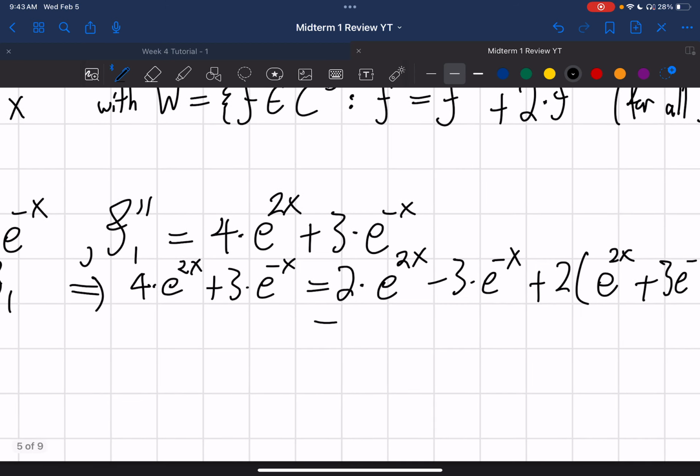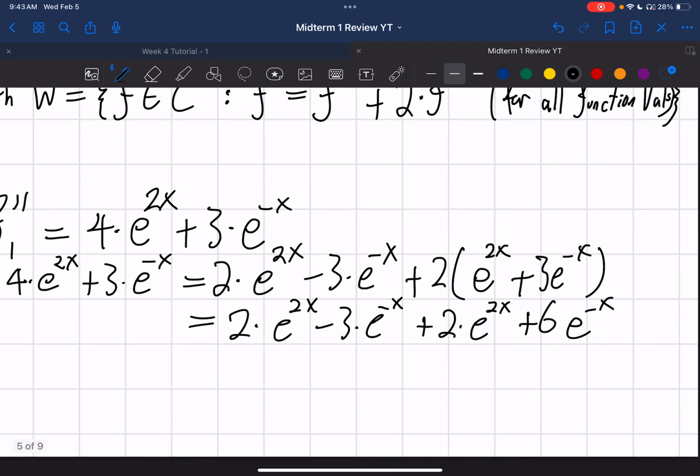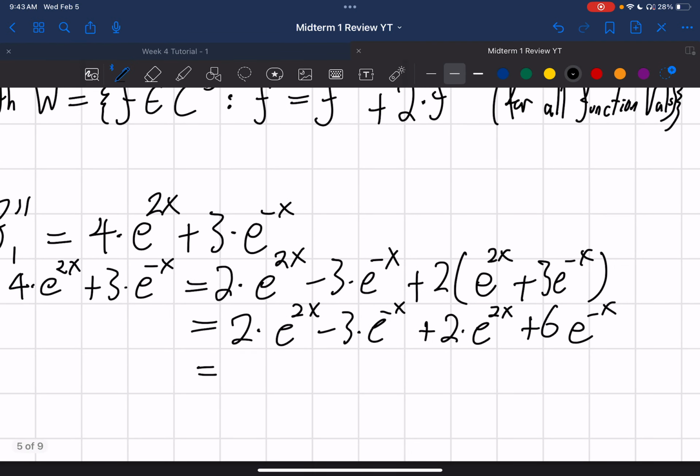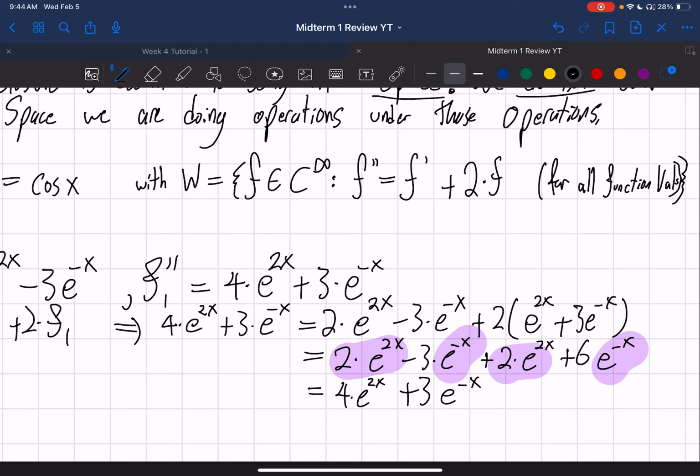Okay, now we're just going to distribute and see if these are the same. So we have 2 times e to the 2x minus 3 times e to the minus x plus 2 times e to the 2x plus 6 times e to the minus x. Now we can simply group like terms. So we have 4e to the 2x, by adding these two coefficients. And then we have these two exponentials with the same base, so we can add their coefficients as well. And this is going to be plus 3 times e to the minus x. Now, this is our left-hand side over here.